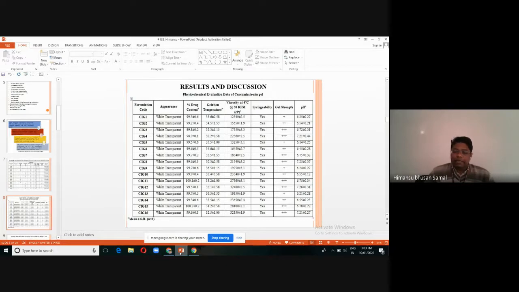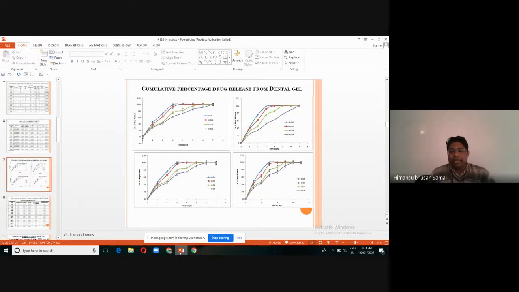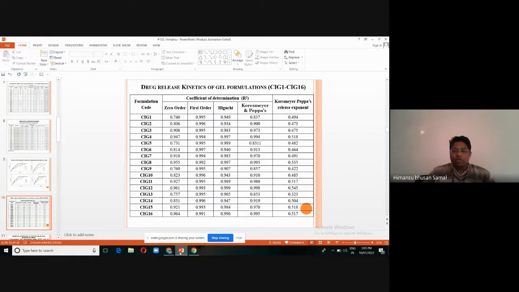Then the next part is to check the drug release. The in vitro drug release study is carried out in a Franz diffusion cell using phosphate buffer. What we have found is that all the formulations, CIG1 to CIG16, show an initial burst effect followed by controlled release. And if you see the drug release kinetics, the coefficient of determination is highest for first order. So it indicates all the formulations exhibit faster drug release kinetics. It is also highest for Higuchi, so it indicates the drug release mechanism is diffusion.